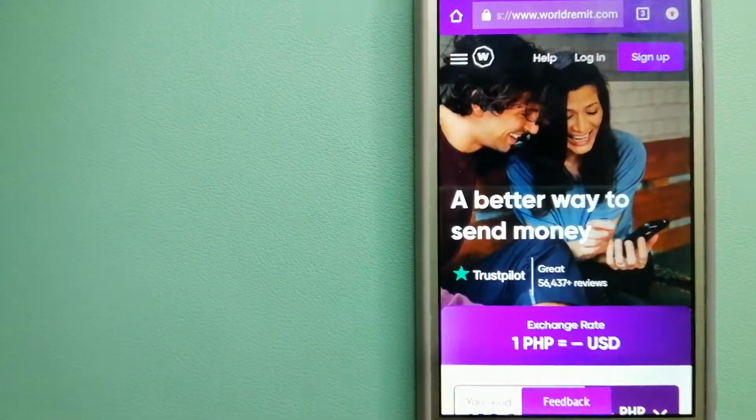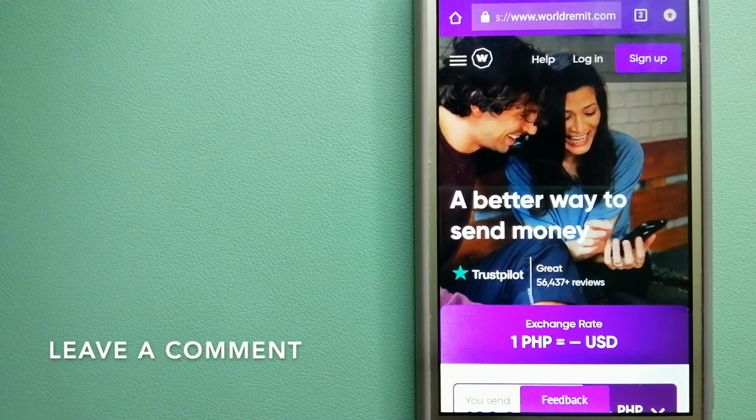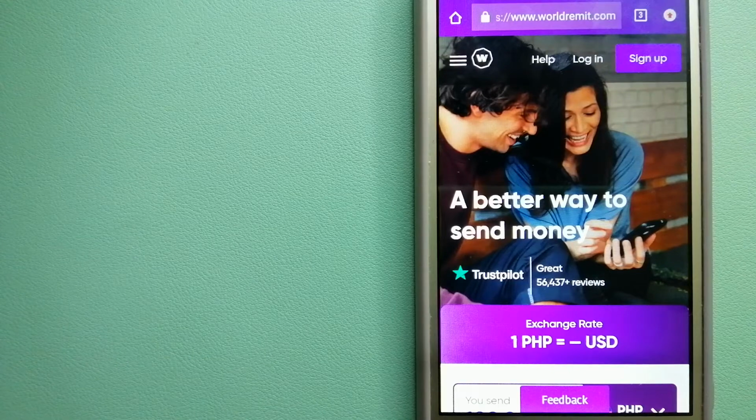The next option is WorldRemit. This is a fast and secure service that lets you transfer money online using a computer, a smartphone, or an app. It provides international money transfer and remittance services in more than 130 countries and over 70 currencies.